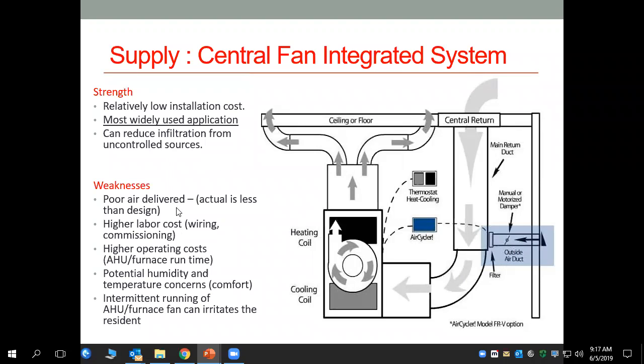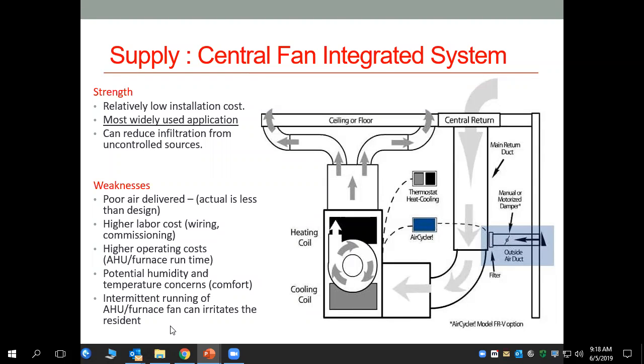It really is poor air delivery, with higher labor cost, wiring and commissioning, so make sure it gets set up right. There are higher operating costs because you're running a large furnace or air handler to bring in a small amount of fresh air. You can still have potential humidity and temperature concerns. And the intermittent running of the fan and furnace can irritate residents.